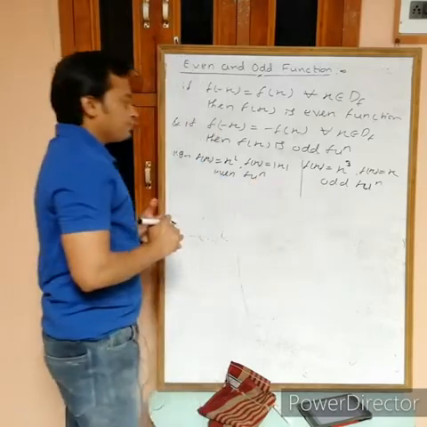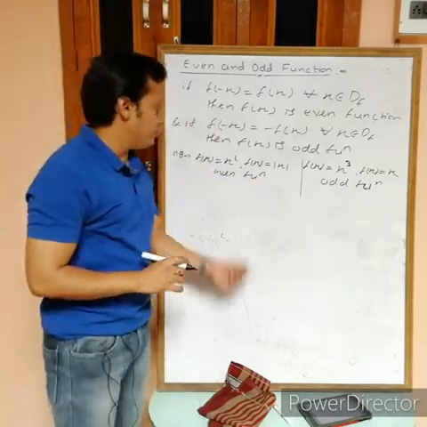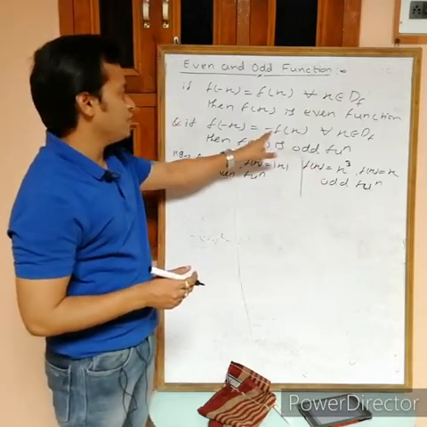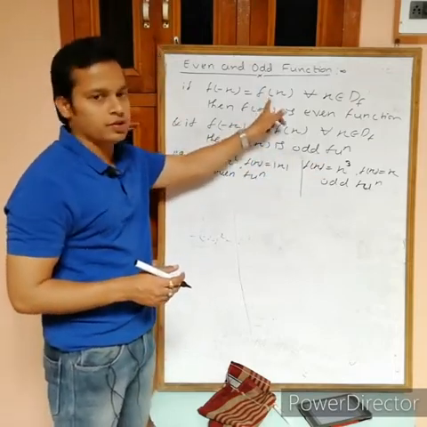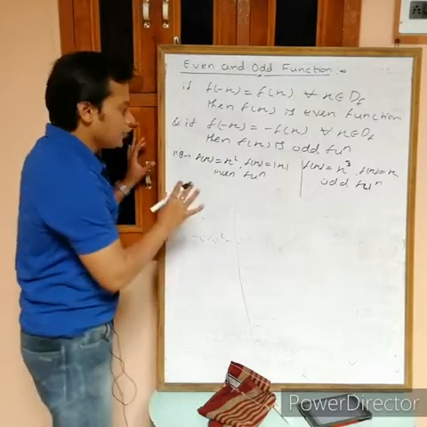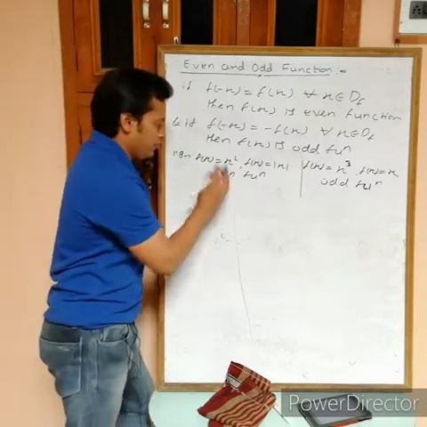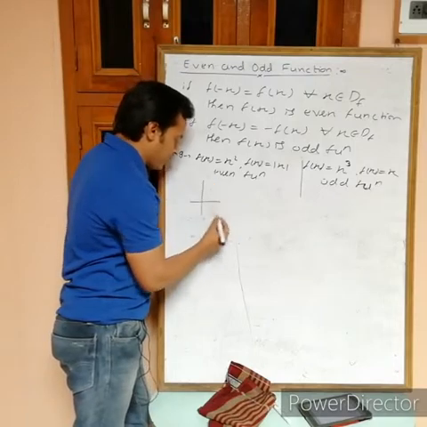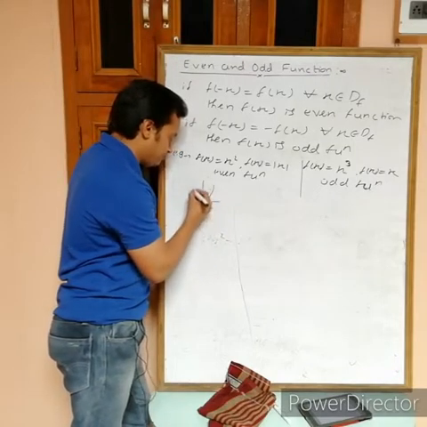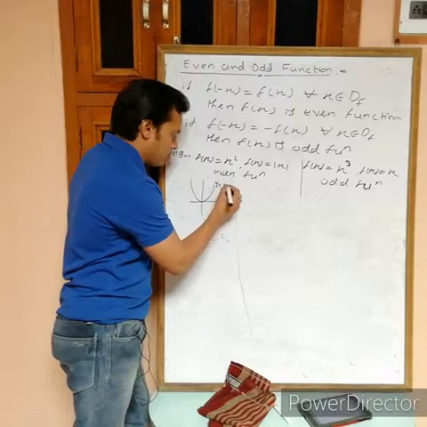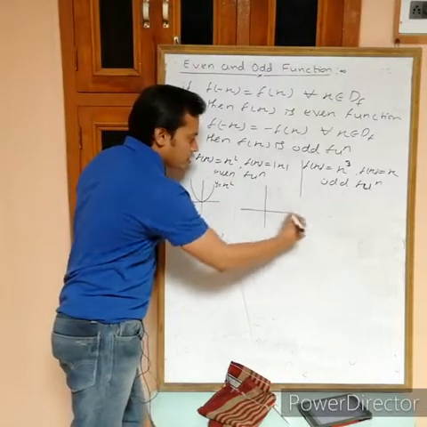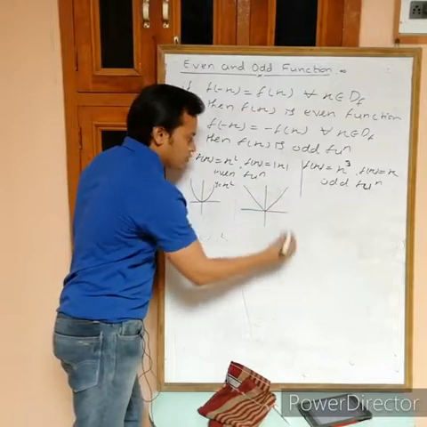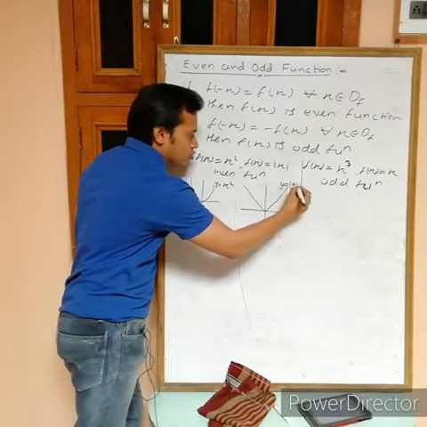So these are the examples of even functions and these are the examples of odd functions. These functions satisfy this one and these functions satisfy this one. Now if you draw the graph of these even functions, just draw the graph of these two functions: f of x equals x square, this is the graph, y equals x square, and f of x equals mod x, this one is the graph of y equals mod x.